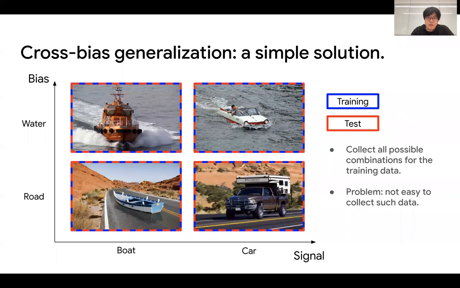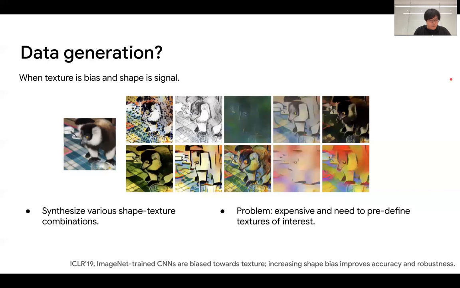A simple solution to this problem would be to collect all possible combinations for the training data. The problem is, it's not realistic. It is mostly inevitable that we cannot gather every sort of combination of biases in the real world. The alternative way would be data generation. So assume you have some texture augmentation method. This paper was presented at last ICLR from the University of Tübingen. They propose a good data augmentation method to mitigate the texture bias problem.